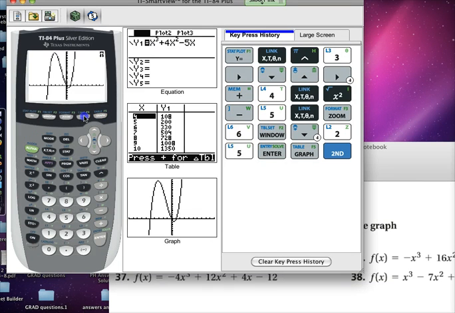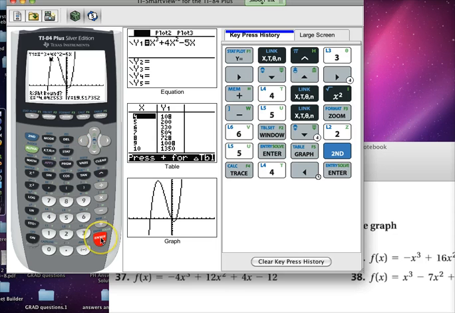So I hit second trace, and I want to do that maximum first, so I'm going to hit number 4. Then Blinky shows up, and I use my left arrow to get Blinky to the left of the hill and press enter. Then my right arrow to get Blinky to the right side of the hill and press enter, and enter through guess. So my answer for this one would be about negative 3.2 and about 24.2 for the relative maximum, also called the local maximum.